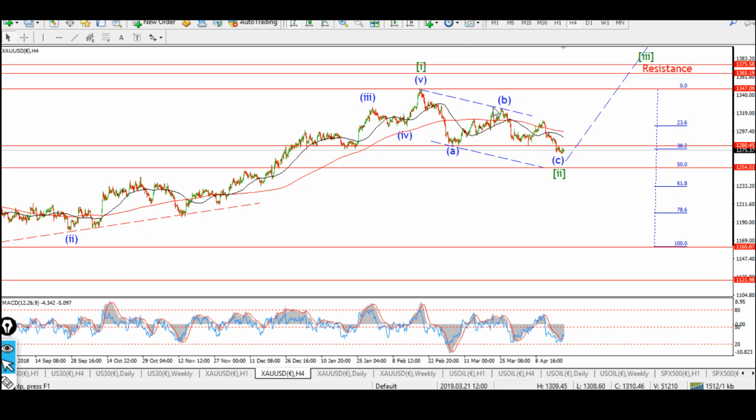We're still working within that second wave. We're looking at a double combination now. Three waves down in A, some sort of three-wave pattern in B, corrective anyway to the upside, and then three waves down again in wave C. We've got this trend channel going on. We broke through that previous left shoulder of support at about 1277 this week.